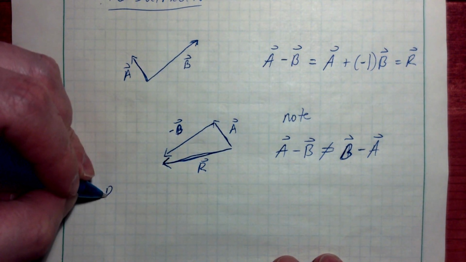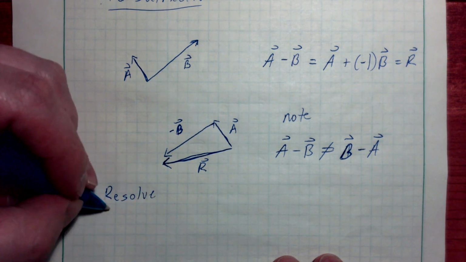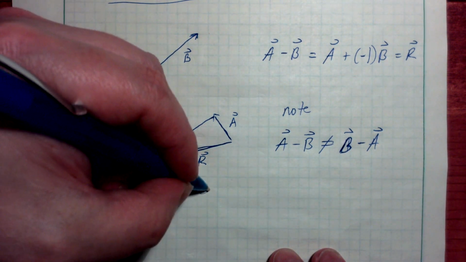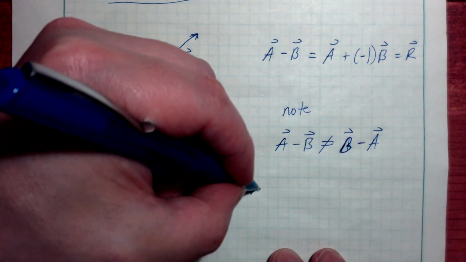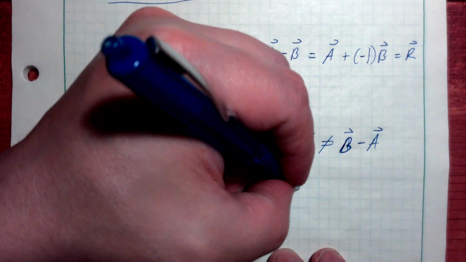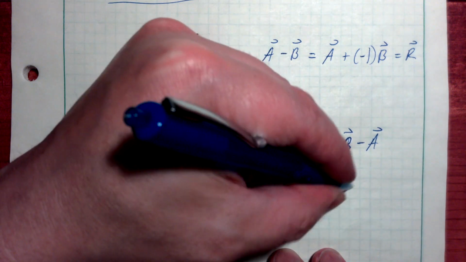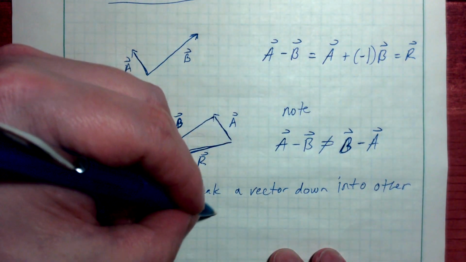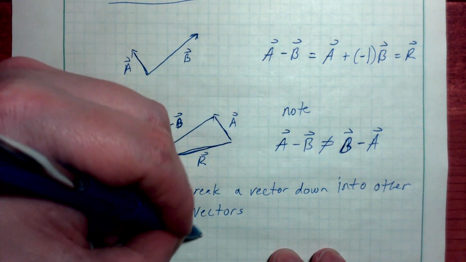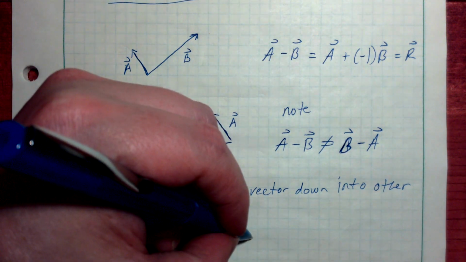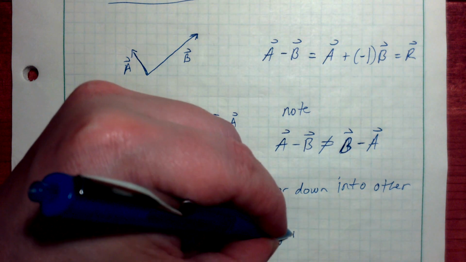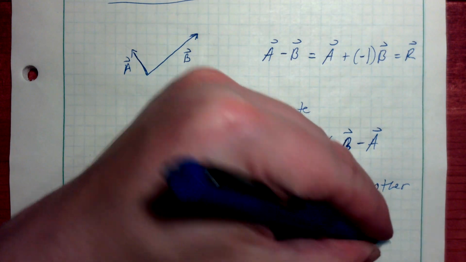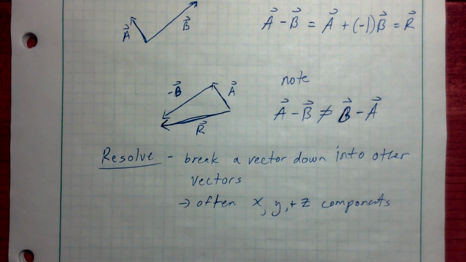next operation we can do is what we call resolve. We can resolve a vector. What that means is we can break a vector down into other vectors, often x, y, and z components. What do we mean by that?